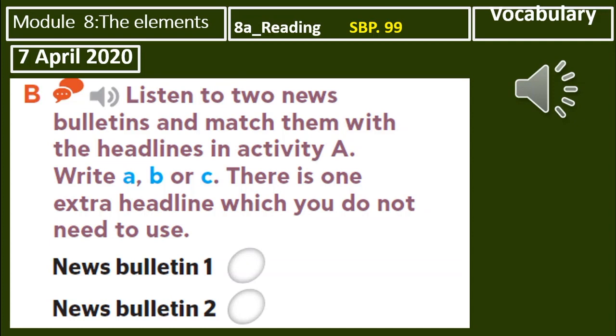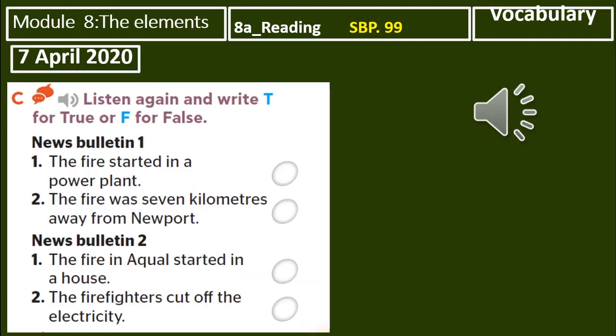So now the answer is: News Bulletin 1 goes back to headline C. Now, News Bulletin 2 goes back to headline A. Okay? Now, exercise C. You have to listen again and write true for the true sentences or false for the false ones. Listen.